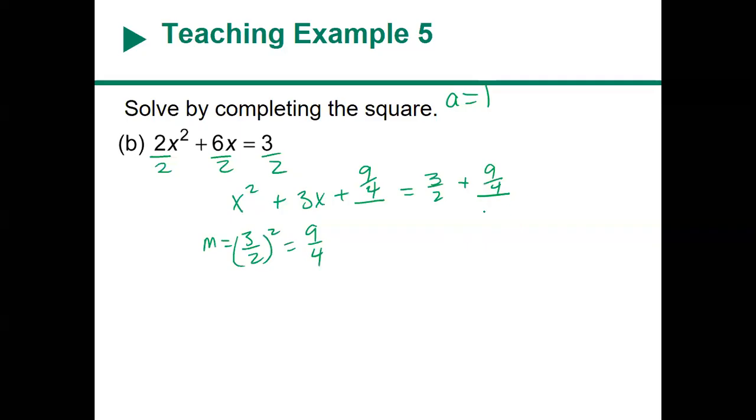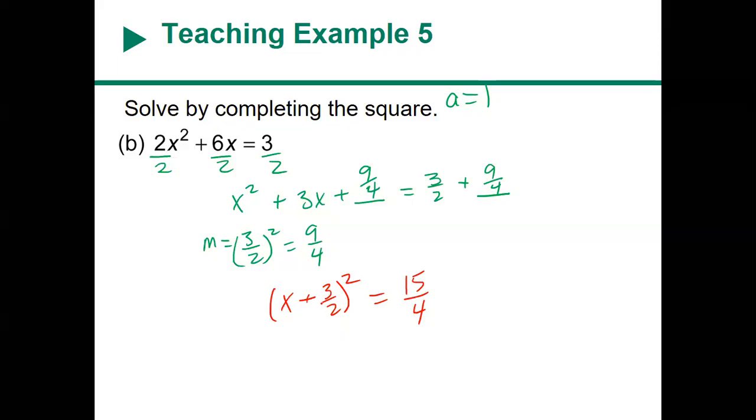Are we comfortable writing it as 9/4? Do we understand why we wrote it as 9/4? Okay. So then we continue. We're going to factor this. So when I factor this 9/4, remember it's just the 3/2. So what you're factoring down to is going to be 3/2. So we have x plus 3/2 squared equals, and this equals 15/4. Is that right? I did my math correct? Yeah?